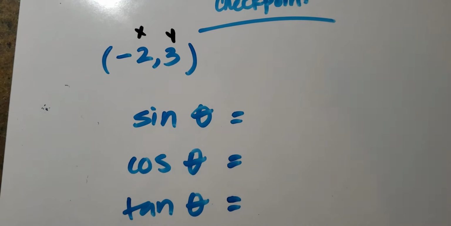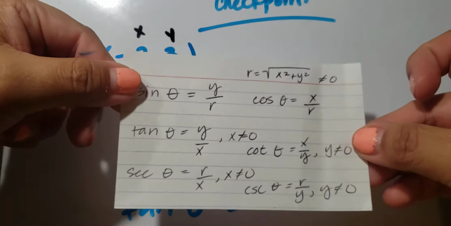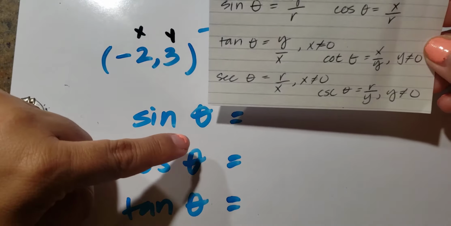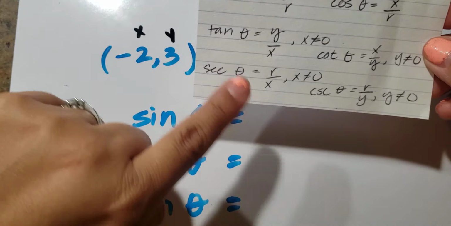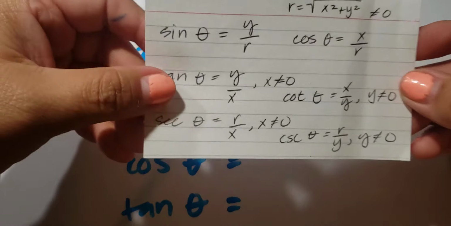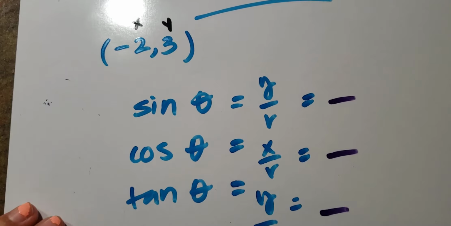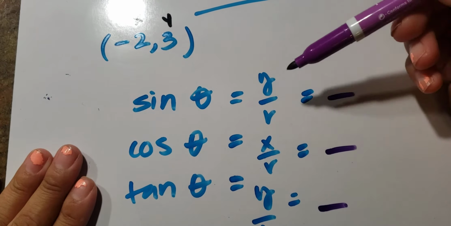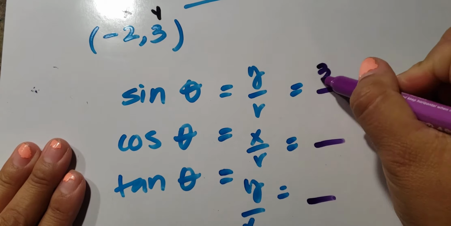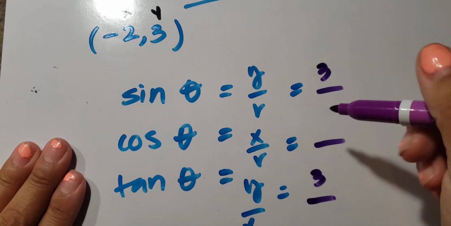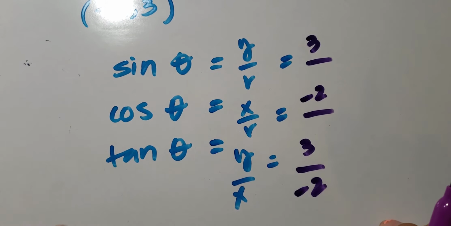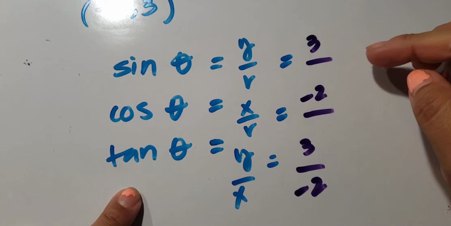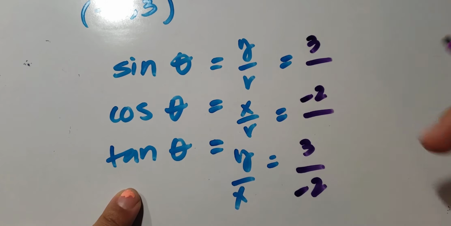Okay, and so now you're going to refer to the index card. If you notice, sine is y over r, cosine is x over r, and tangent is y over x. So we can kind of start setting up some stuff. Based on this, I know that my y value is 3. I know that my x value is -2. And based on that, I managed to set up tangent of theta, and I've only put the numerators for sine and cosine. Notice we need to solve for r. We don't know what r is.